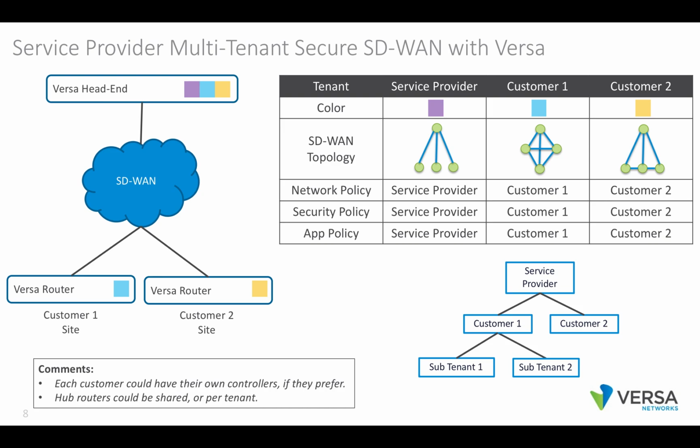Each customer could have their own controllers if they prefer, or there could be common controllers across all customers. Hub routers could either be shared among all customers, or per tenant, or a combination thereof. We can have not only a service provider tenancy and sub-tenants for each customer, but customers can also have their own sub-tenants. This gives us as close as possible to air-gapped networks between different customers.